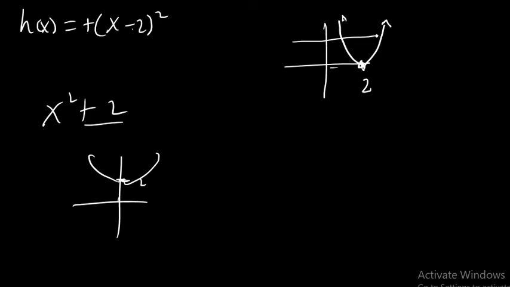So when you check by the horizontal line test, it will be crossed twice. So it's not one-to-one. Not one-to-one means it's not invertible.